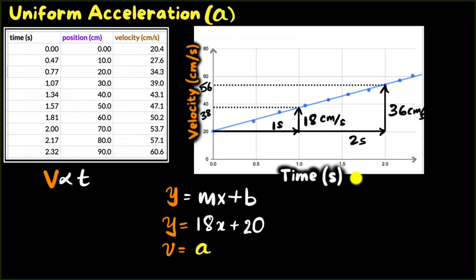X represents the time. And what is this 20? This 20 represents the initial velocity when time was 0. So we can call that v0. And there we have it. This is the mathematical model that connects velocity and time.